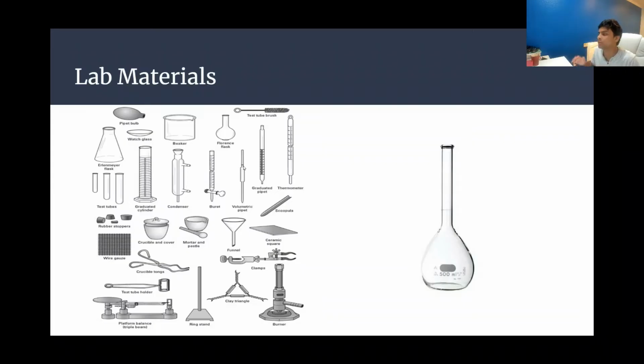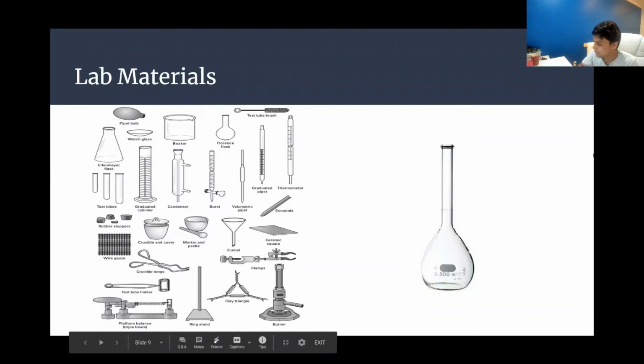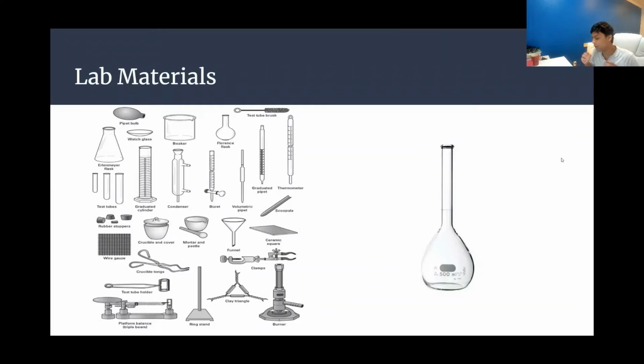It will tell you if you're carrying 50 ml of a chemical. Graduated pipette, yeah, I guess pretty common sense. And one important piece of laboratory equipment is the volumetric flask.